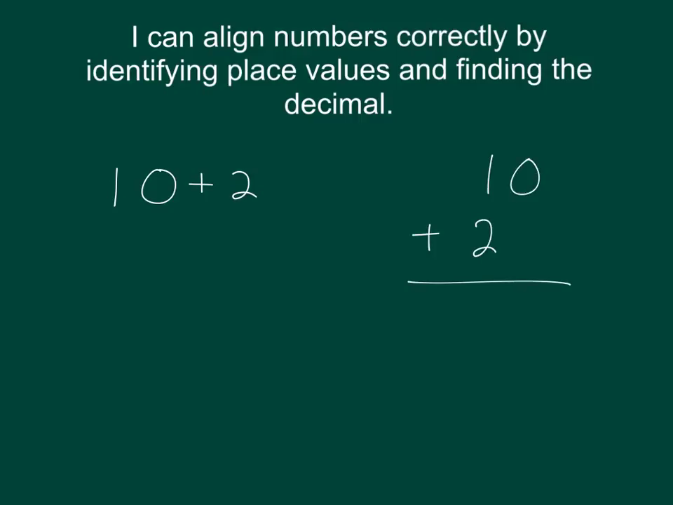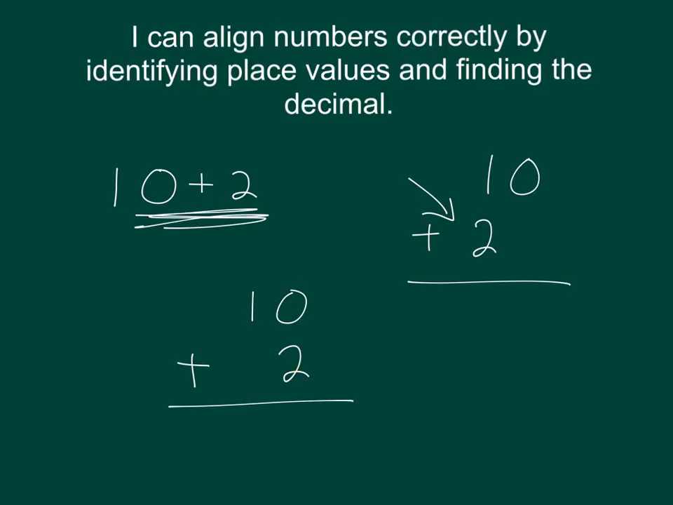Is that correct? No, of course not, because I don't have a 2 in the tens place. This problem over here on the left shows me that I have 2 in the ones place. So to correctly do this, I need to align it in the ones place. So I'm adding 0 plus 2 ones instead of 2 tens. And of course my answer is 12.